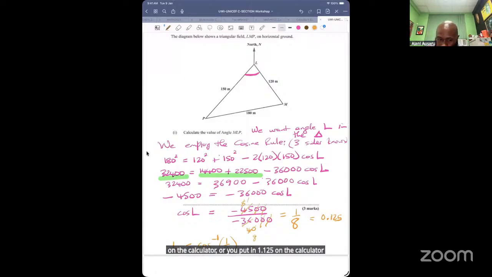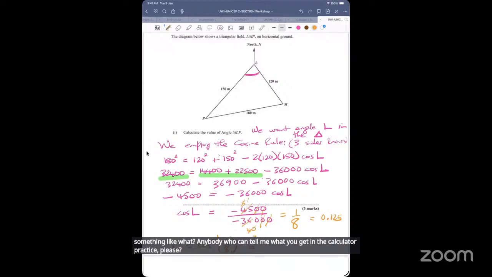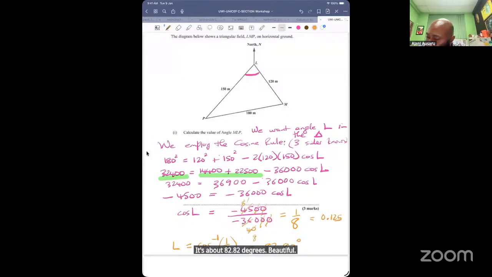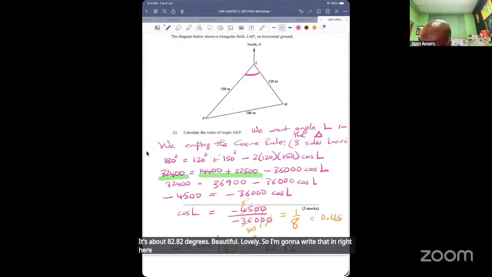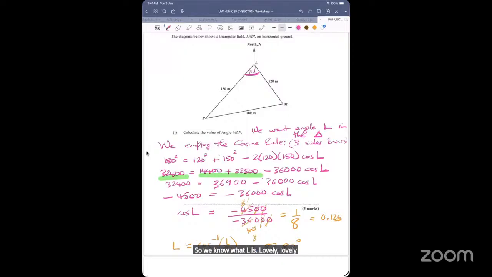Anybody who can tell me what you get on the calculator? 82.8 degrees. It's about 82.82 degrees. Beautiful. Lovely. So I'm going to write that in right here. 82.82 degrees. All right. So we know what L is. Everybody okay so far?